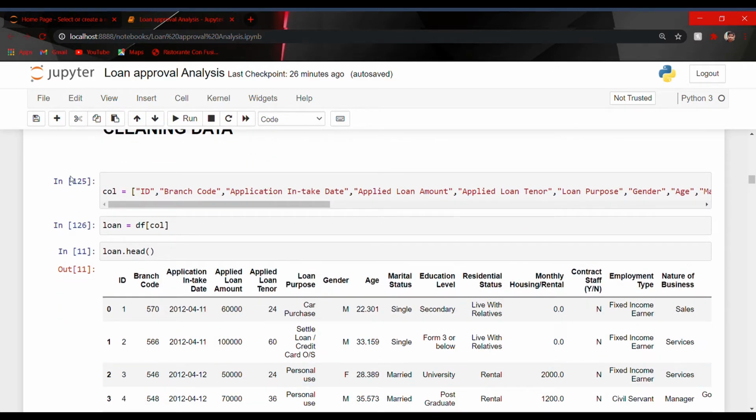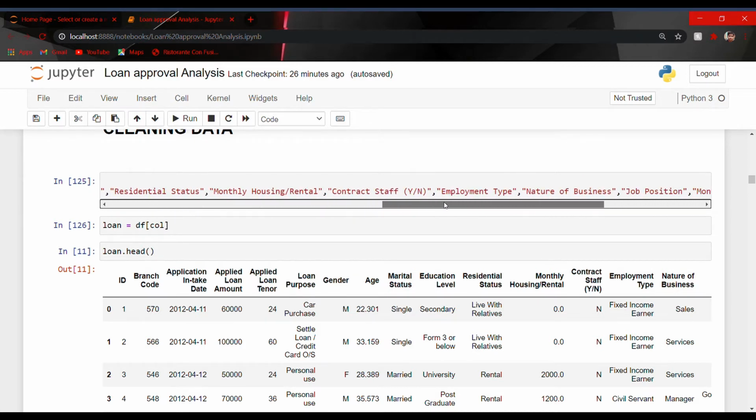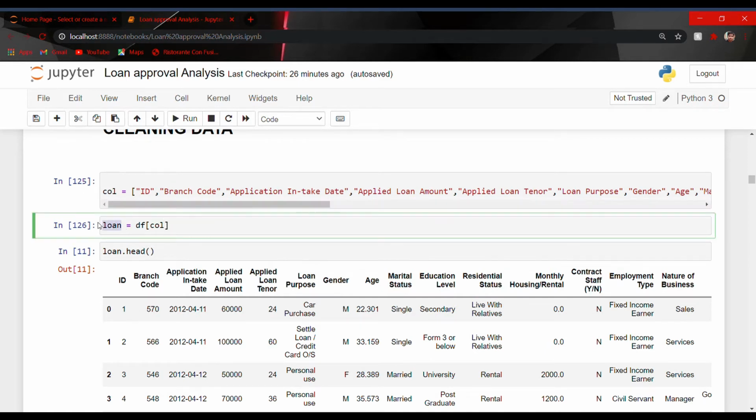Now to work on any data set, it's very necessary to clean the data set. That means to take those columns from the data set which would be most efficient for data analysis or machine learning modeling. So I've taken those columns which are most important for the analysis of my data set, taken them out into a data set and stored it in a variable loan.